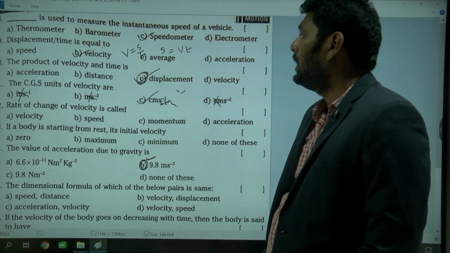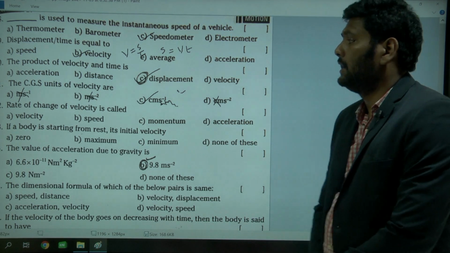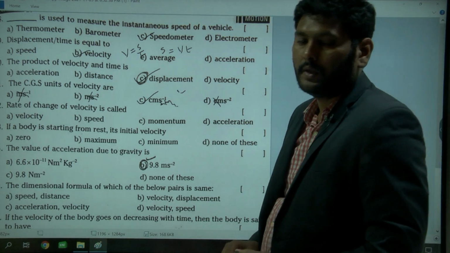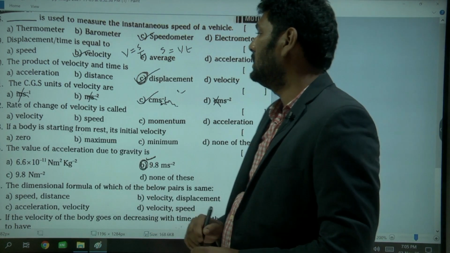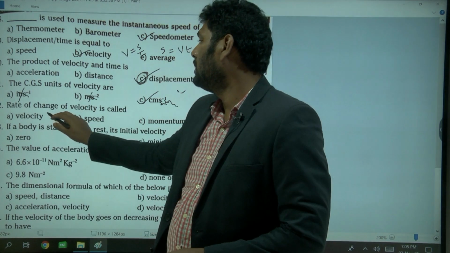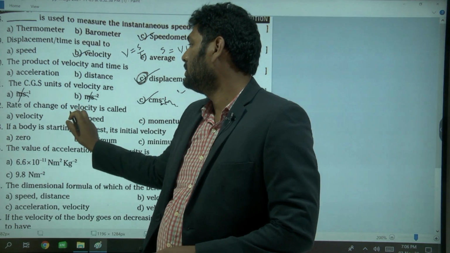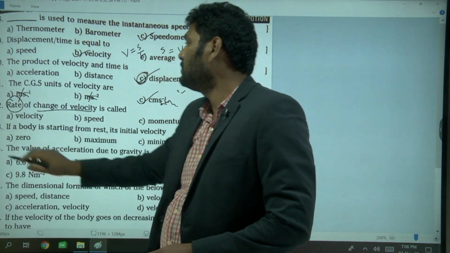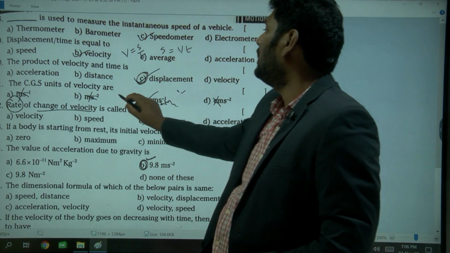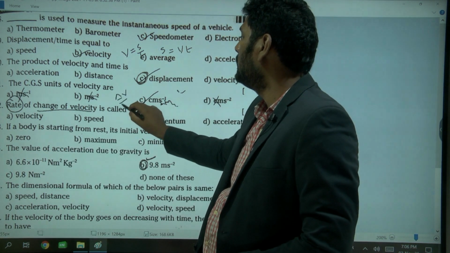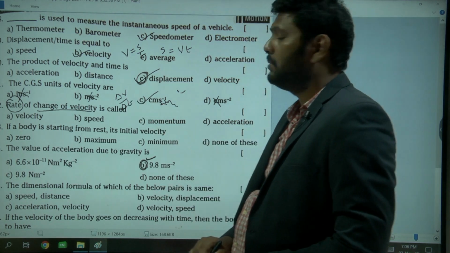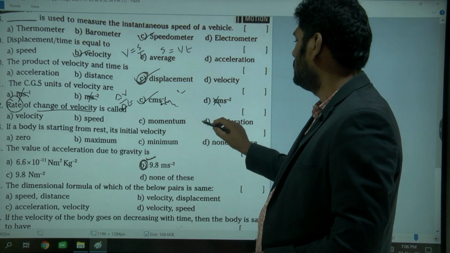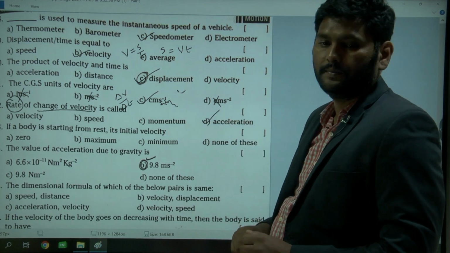Next, the rate of change in velocity is called... Can you tell me what the rate of change in velocity is? The rate of change in velocity means change in velocity with time, which is delta V by delta t. Delta V by delta t is nothing but simply acceleration.